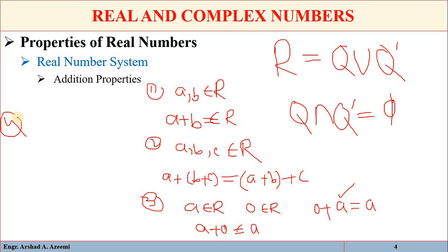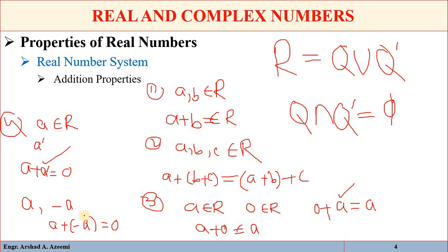Fourth, we have the additive inverse. For example, if we have a number a which belongs to real numbers, then we will have another number, suppose a dash. If a is added to a dash, it will give us the additive identity. So this a dash is called the additive inverse. We can say that if we have a number a, then we will also have a number minus a. If a is added to that minus a, it will give us 0. So this minus a is called the additive inverse of a, or a is the additive inverse of minus a.